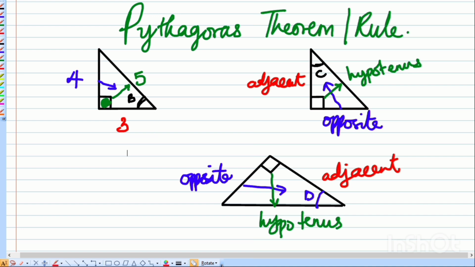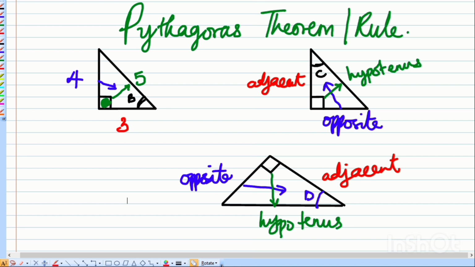So how to do that? We're going to draw squares. We're going to put squares on each of the sides of this right angle triangle, with the same units as the length of each side. What do I mean? For these 5 units, we're going to put a 5 by 5 unit square.